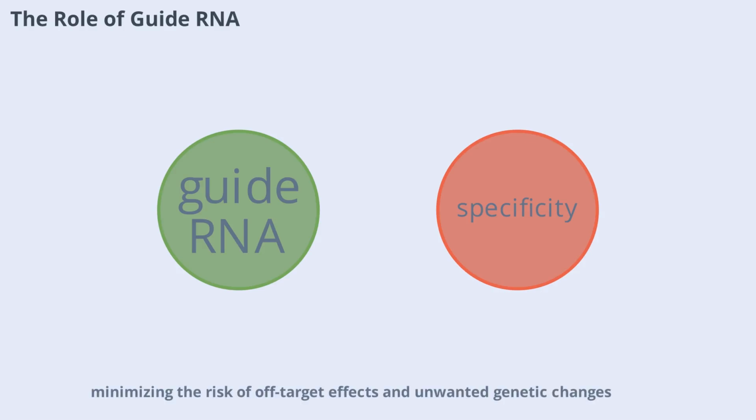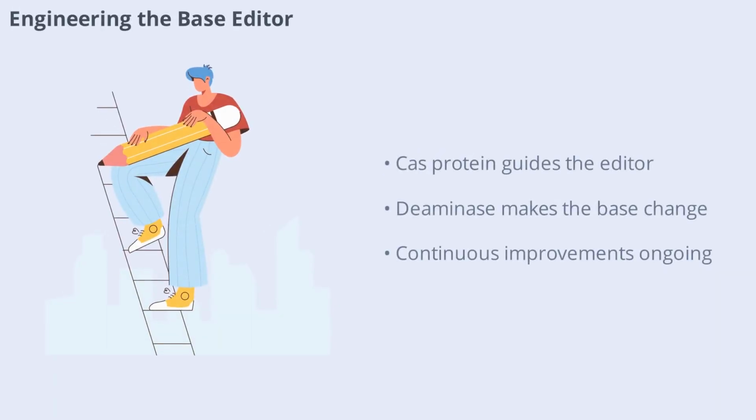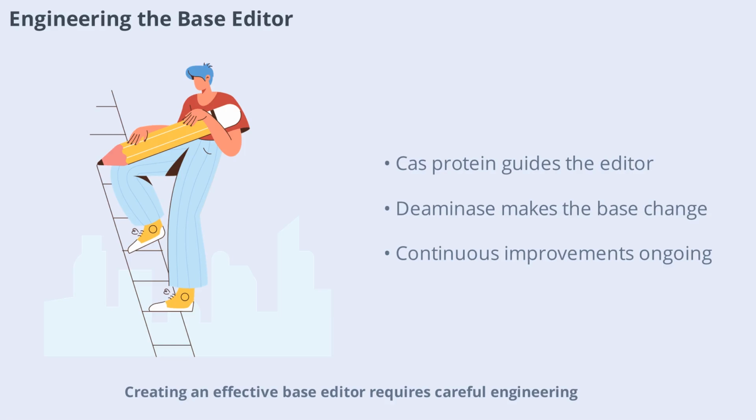and unwanted genetic changes. Creating an effective base editor requires careful engineering of both the Cas protein and the deaminase enzyme. Scientists modify these components to improve their activity, specificity, and compatibility with different cell types. Ongoing research focuses on optimizing these tools to expand their range of applications and reduce potential side effects. The engineering process is a testament to the ingenuity and creativity driving advances in genetic technology.